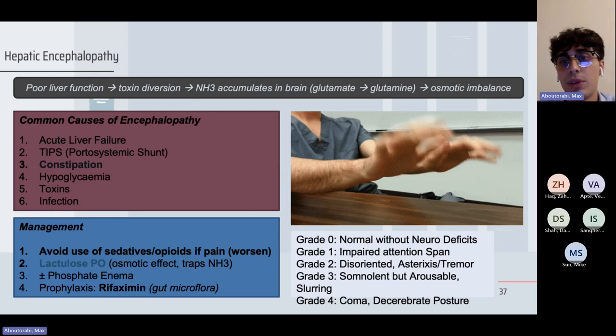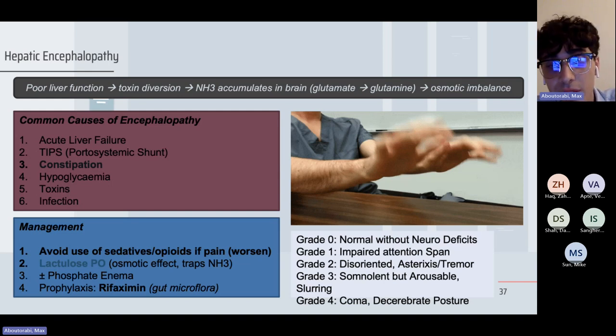So these patients will present with a lot of CNS symptoms, like confusion. The most common causes are acute liver failure. You can get TIPS, which actually causes this as well, the TIPS procedure, because as you're bypassing the liver, you then get almost next to no liver function. Constipation can cause it, hypoglycemia, toxins and infections.